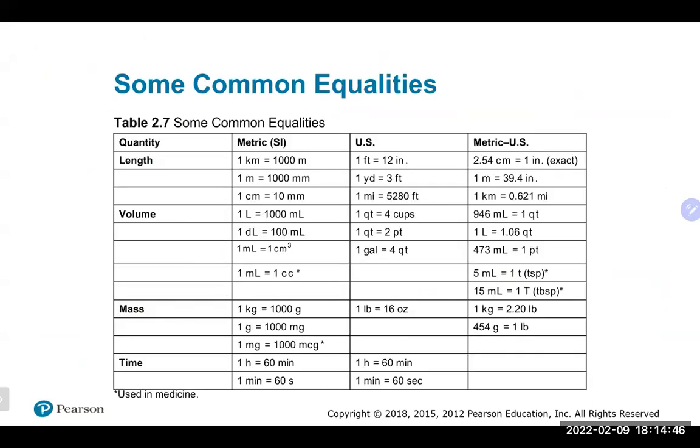Here are some common equalities. Here's some of our metric to metric ones. Again, this column pretty much means in a calculation, you don't have to worry about significant figures. From any one that you pick off of this list, you could write 2 conversion factors.